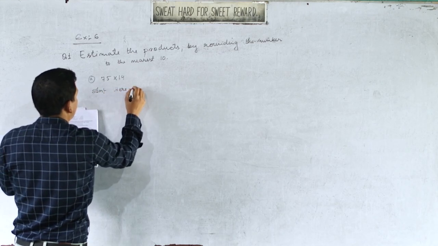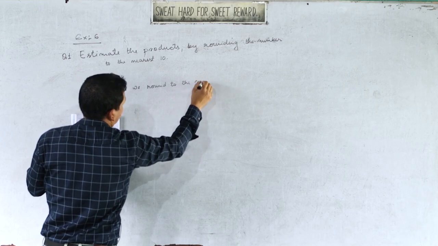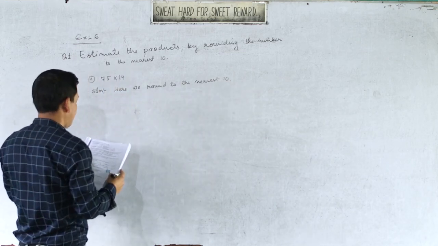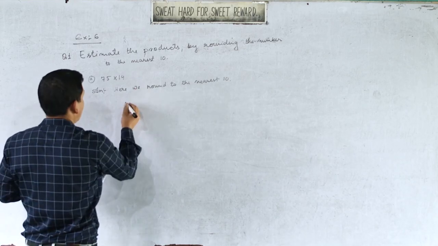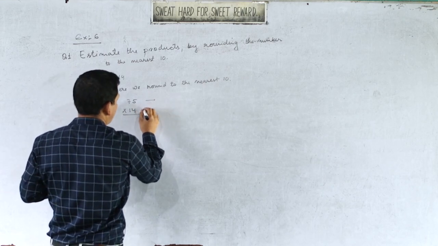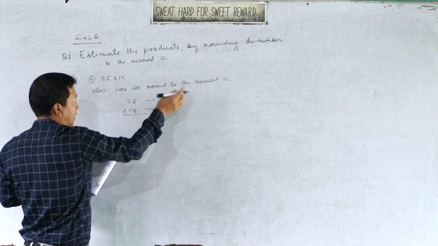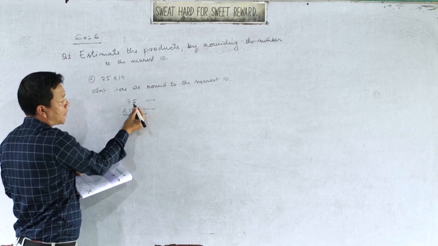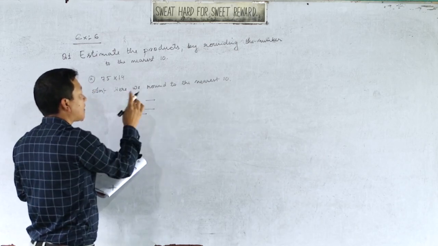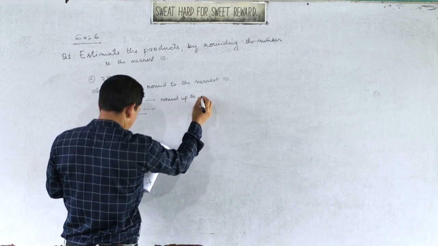Here we round to the nearest 10. The number is 75 into 14. Round up: when the digit in the ones place is 5 or more than 5, you should take the next ten, meaning the tens place goes up by one. You can see, round up.